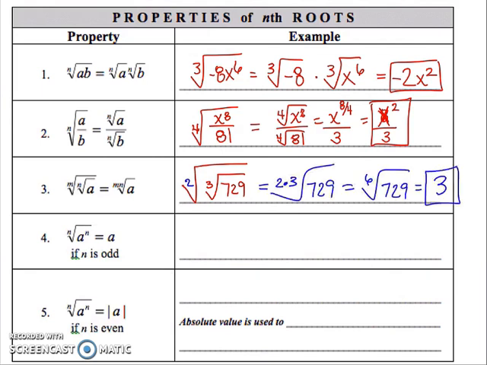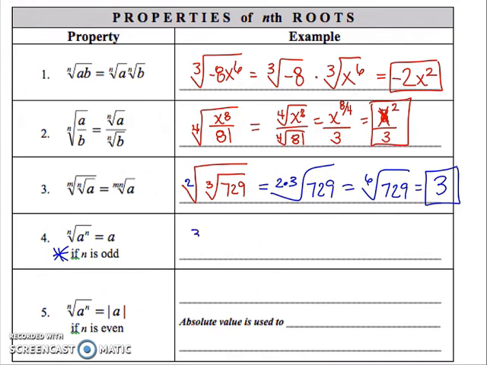Okay, now number 4. If we have the nth root of a to the nth power, that's just going to give me a. But there's an if here. That's if n is odd. And we're going to talk about when n is even in a minute.